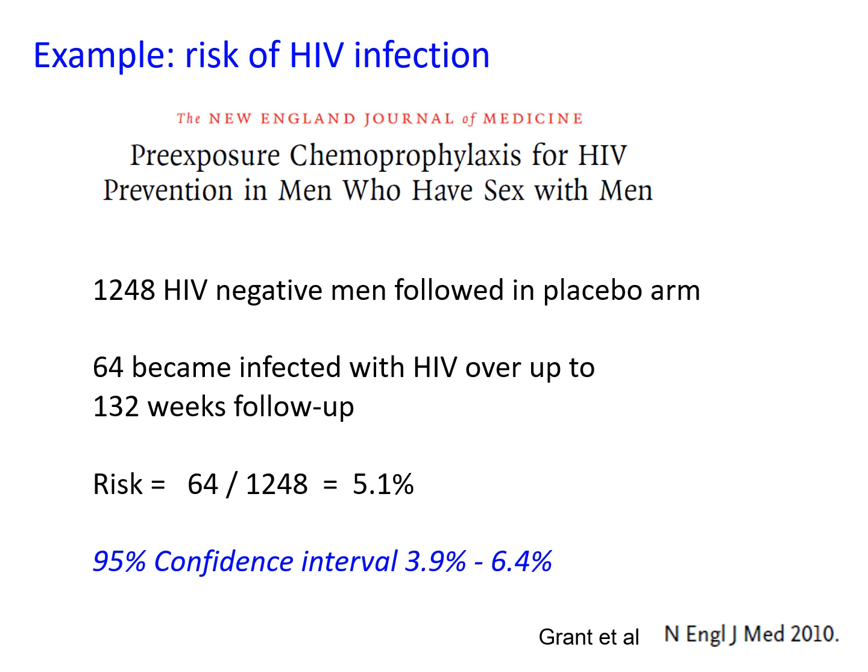So here's an example of an article which has used the risk measure. This was an article about pre-exposure prophylaxis for HIV prevention in men who have sex with men, and it relates to the question I asked earlier. So in the placebo arm for this study, there were 1,248 HIV negative men followed. 64 of them became infected with HIV over up to 132 weeks of follow-up. So the risk was 64 divided by 1248, 5.1%. And they calculated a 95% confidence interval for that in the paper.